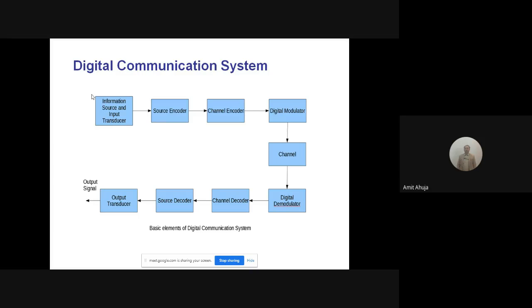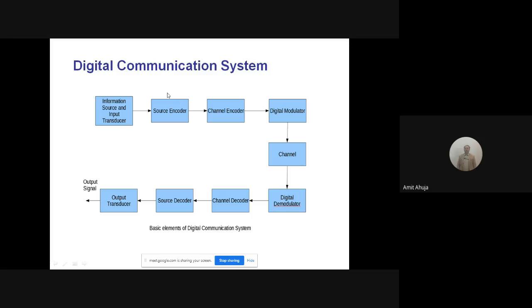Then after, I have to use something which is called a channel encoding technique. Then I have to modulate. So these two things are not there in analog communication, and this is there in analog communication also, that is the analog modulator. This is a digital modulator, there is an analog modulator. Channel is common in both of these, whether it is analog or digital, and then it is the reverse of your transmitter. That is, this is a modulator, this is a demodulator, your channel decoder, source decoder, and then you have the output.